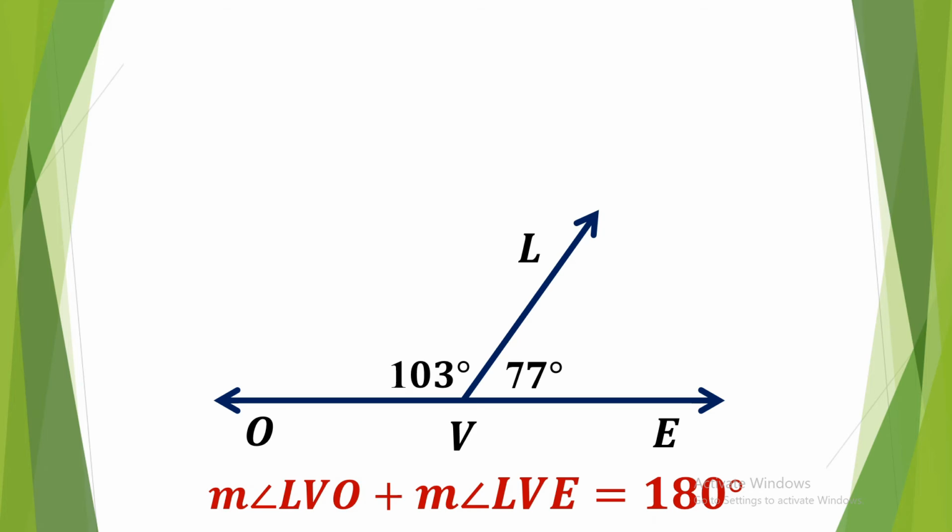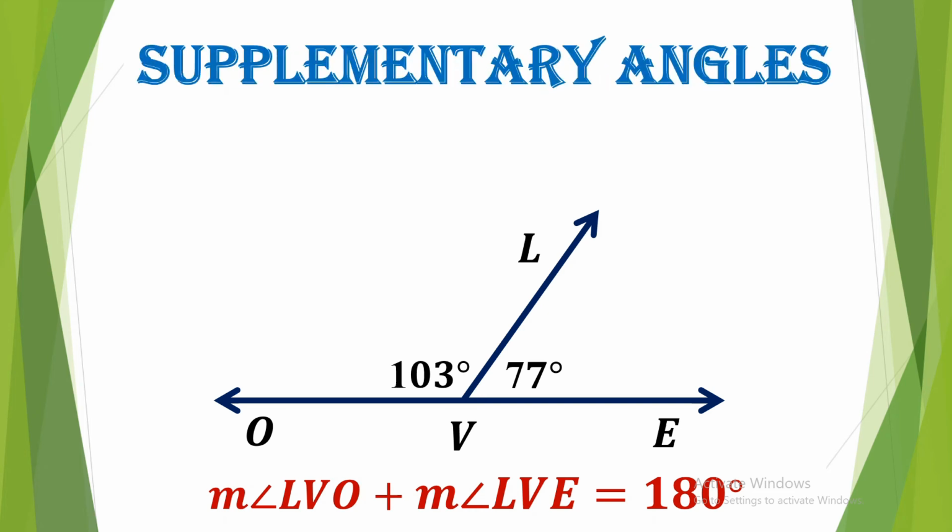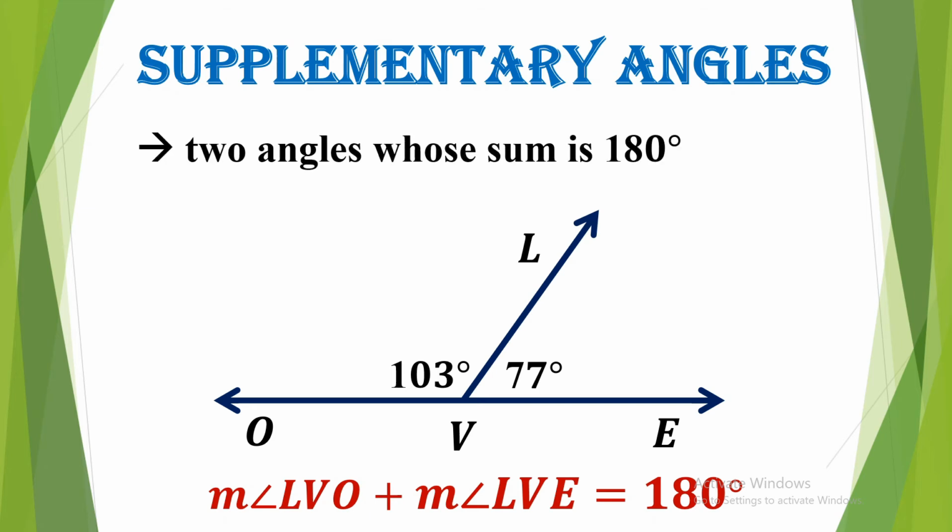Now, using the same figure, aside from forming a linear pair, the two angles are also called supplementary angles. When we say supplementary angles, these are two angles whose sum is 180 degrees. But this time, it's not necessary that those two angles are consecutive or adjacent. They can be separate as long as their sum is equal to 180 degrees.